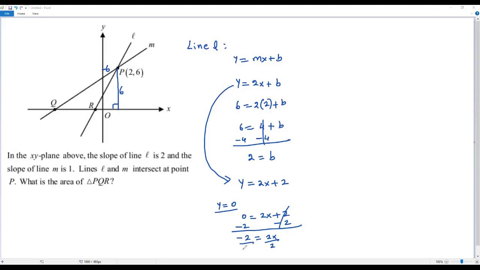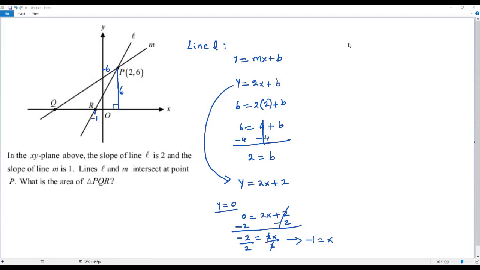Let me divide both sides of this equation by 2. Then this 2 will cancel out. And here negative 2 divided by 2 is negative 1 equals x. Here I got the x-intercept of the line L, that is negative 1. Let me mark this negative 1 over here. Now we have to do the same thing to get the x-intercept of line M.